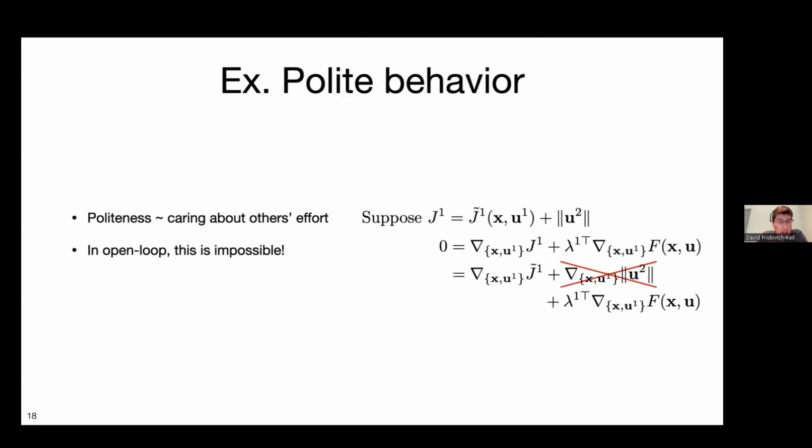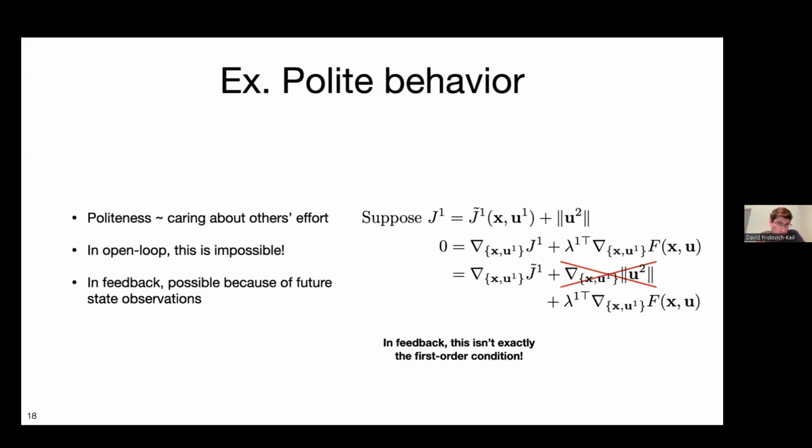However, in feedback, it's different. In feedback, what happens is we understand that player two's action, let's say at time 2, depends upon the state at time 2, which depends upon what player 1 does at time 1. So this derivative that I've x'd out in the open loop case is actually non-zero in general for the feedback case. So this is also giving us a sense that feedback structures are going to allow us to encode a more varied set of behavior.